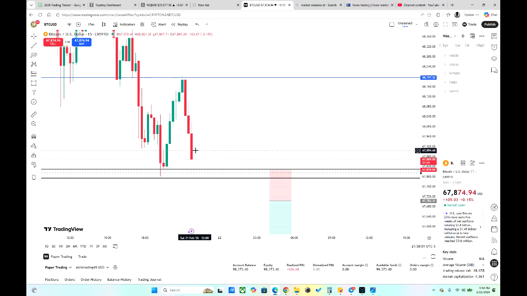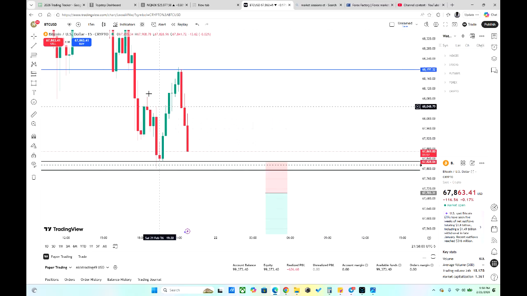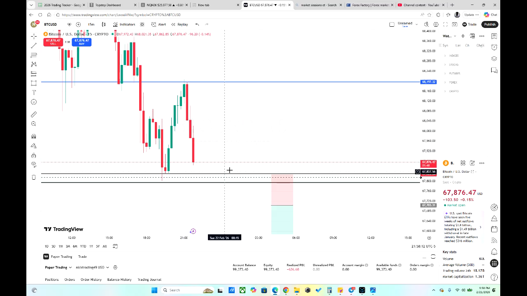So if this wants to move up further, in the next 2 minutes you will get a green candle printed, and then we'll continue moving back up, if it should.